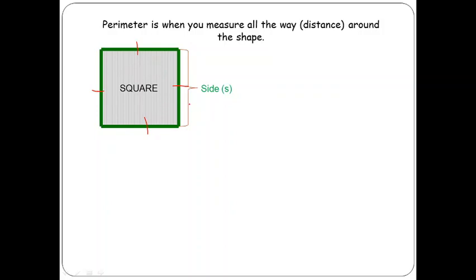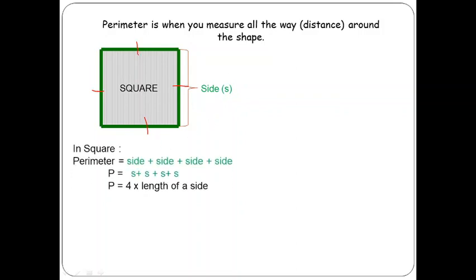Okay, now how will we find the perimeter of a square? By using the formula. We know that we have four equal sides, so 4 times the length of a side will be the formula for finding the perimeter of a square. 4 times S means 4 times the length of a side.